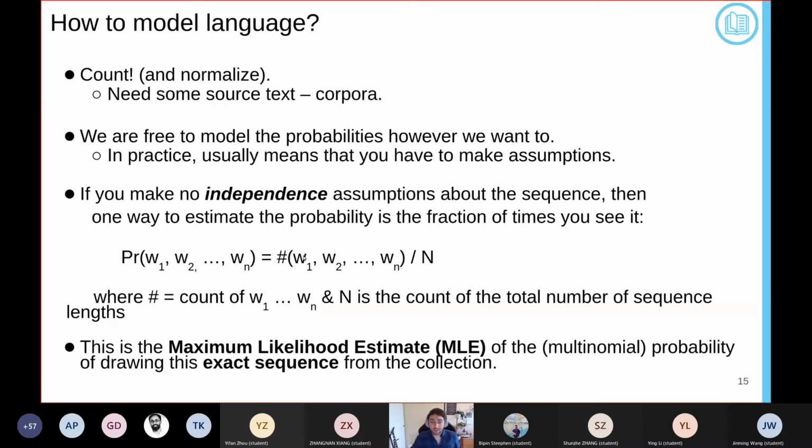So the probability of a sequence of words or a word in a language model is given by this formula. It's the count of times that particular sequence appears, divided by the total number of options that appear in your collection. And this is what is called the maximum likelihood estimate that you're going to be seeing everywhere from now on, in these lecture notes at least. So that expression here is the maximum likelihood estimate: the probability of drawing this exact sequence from the collection. That makes sense, right?